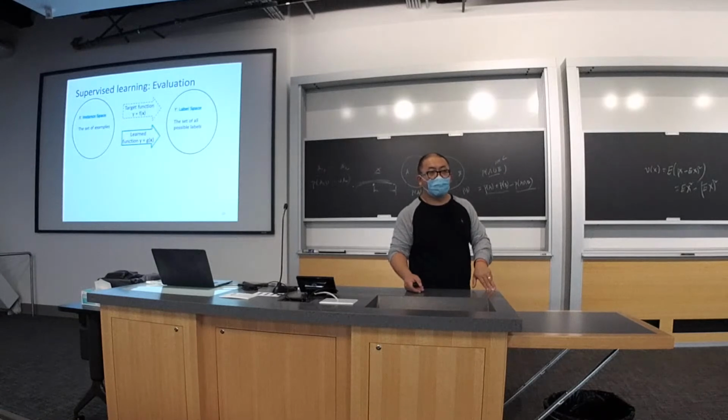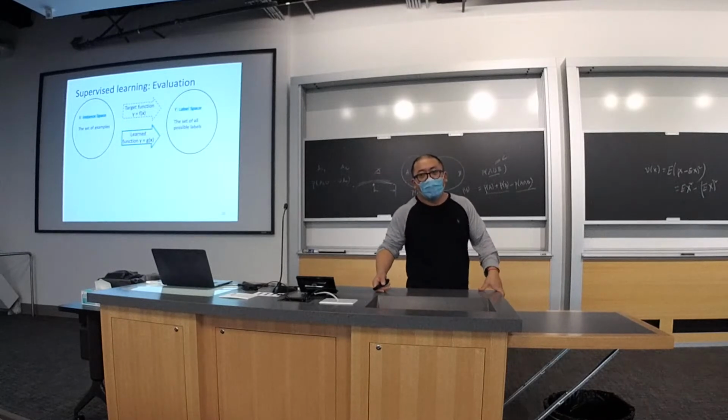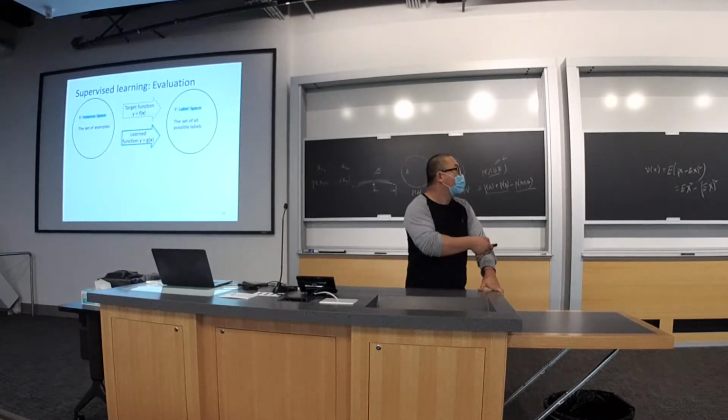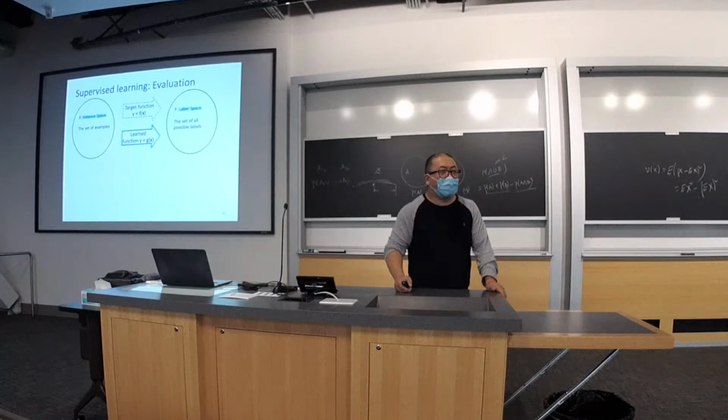The answer is no, right? Because I don't know the exact form of f. If I knew the exact form of f, why should I do machine learning? I would already have succeeded. So I don't know the ground truth target function f. Then how do I evaluate if g is accurate or good?